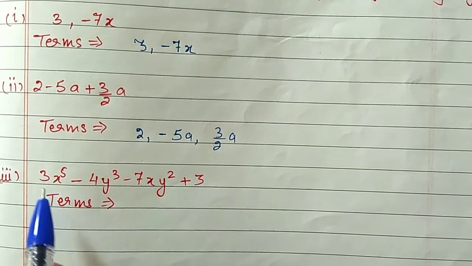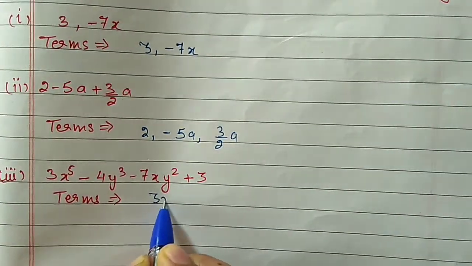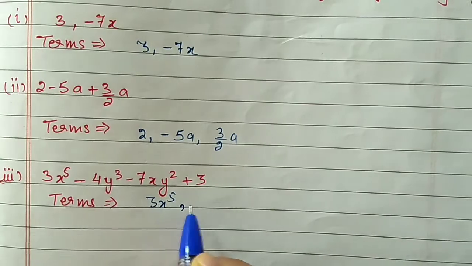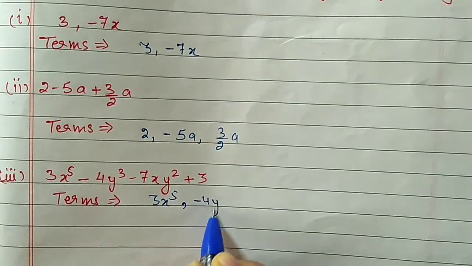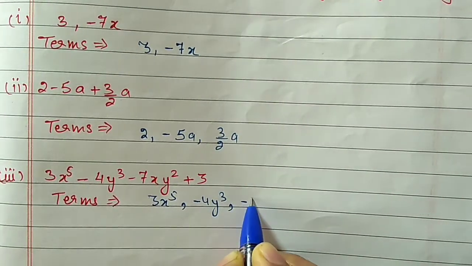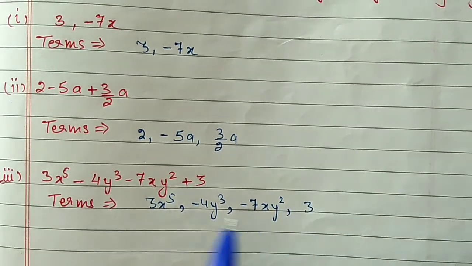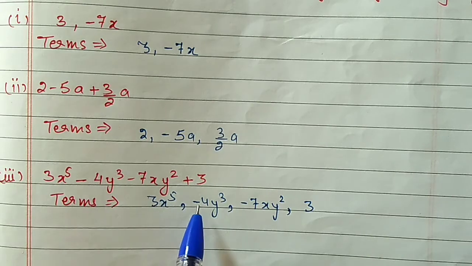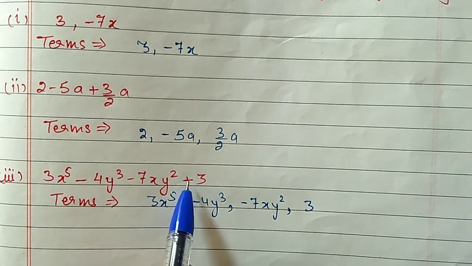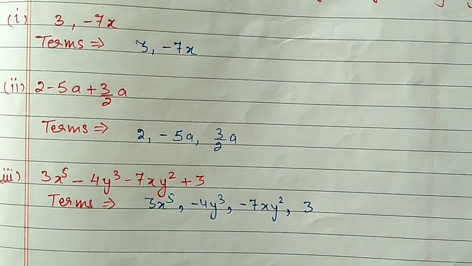In the third part, 3xy is the first term, comma, minus 4y cube, comma, minus 7xy square, and 3. If the minus symbol is there, we have to mention it compulsorily, but if it is plus, it is not compulsory to mention.